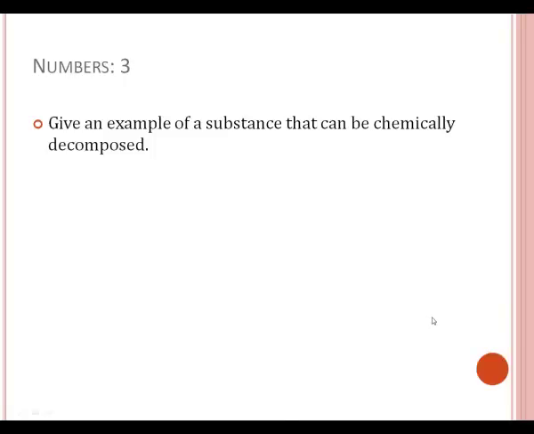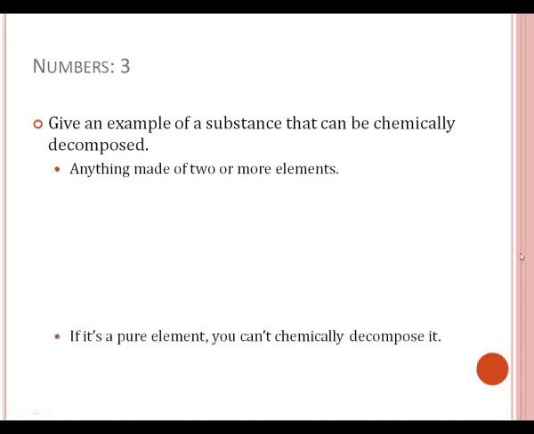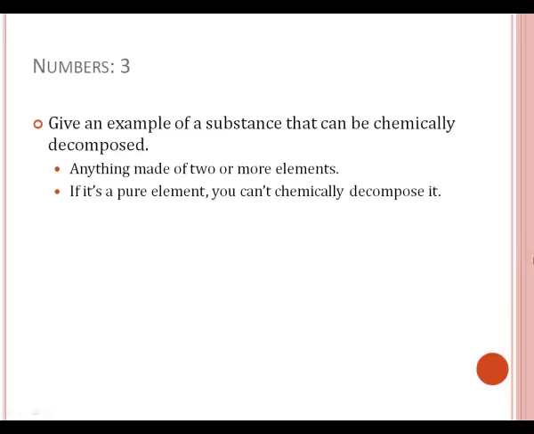The last one is asking to give us an example of a substance that can be chemically decomposed. Anything made of 2 or more elements can be chemically decomposed. If it's a pure element, you chemically cannot decompose it. So the trick here, anything that's up on the periodic table by itself is not going to be decomposed. Anything that's made of 2 or more elements can be. So a good example could be magnesium chloride or sodium chloride. Pretty much anything that's got 2 elements in it is going to work.